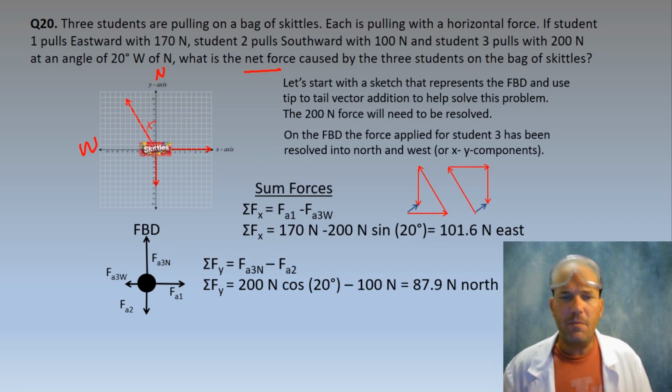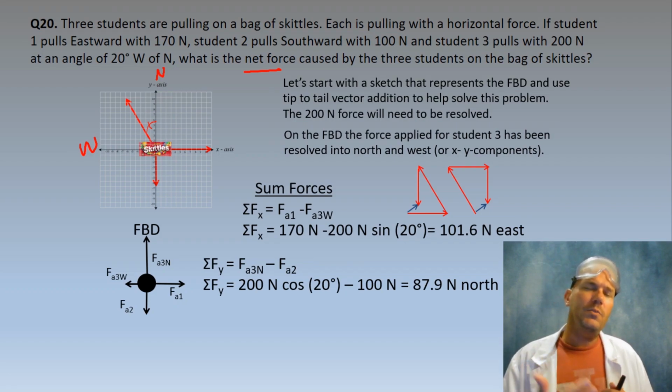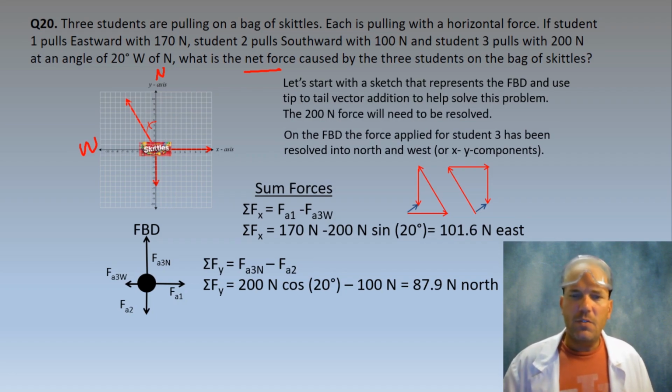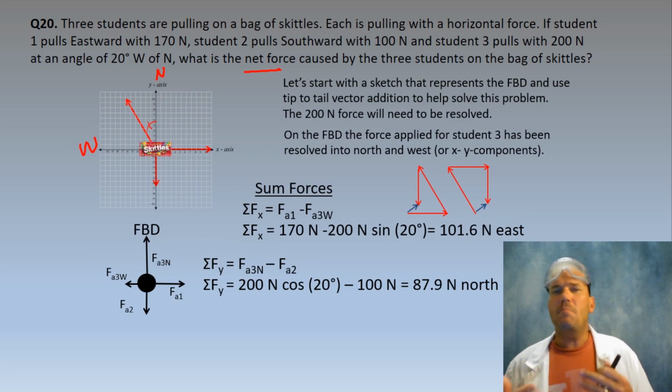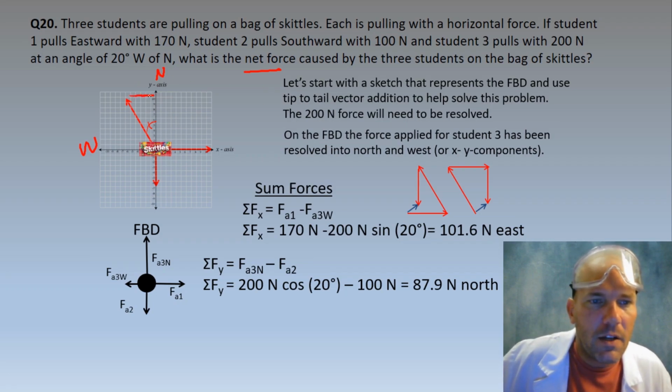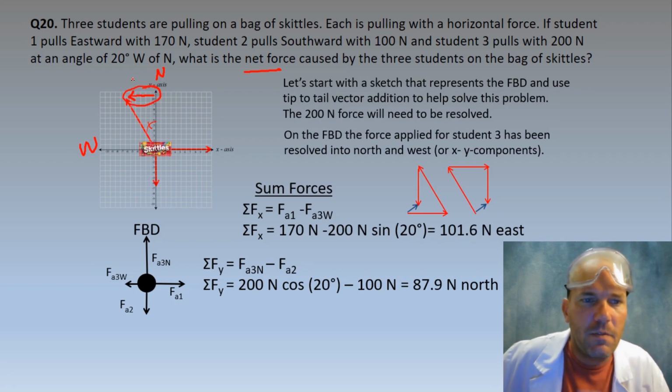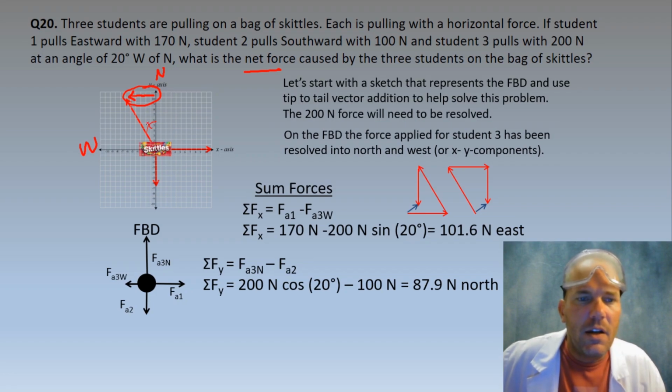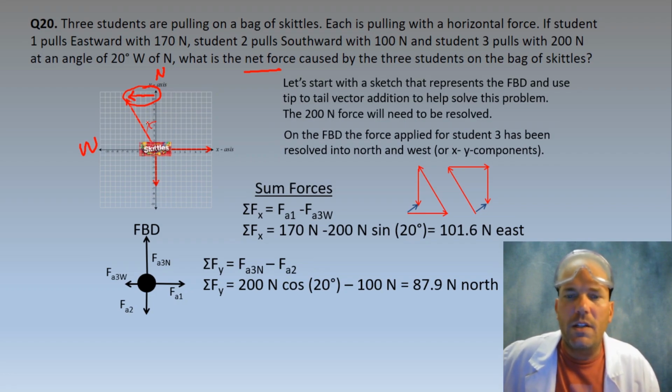Let's sum the forces. In the x direction, calling to the east positive and west negative, we have force applied 1 minus the force westward applied by student 3. And so we have values for this, 170 newtons minus 200 newtons. And if we look at the sign here, let me draw this on our Cartesian plane here. This is what we're interested in for the westward vector, and it is opposite of our angle theta, which we know to be 20 degrees.